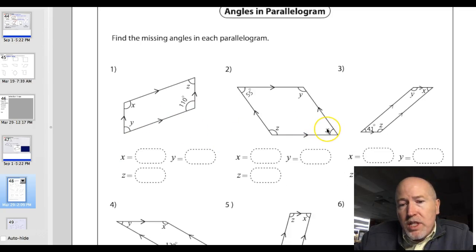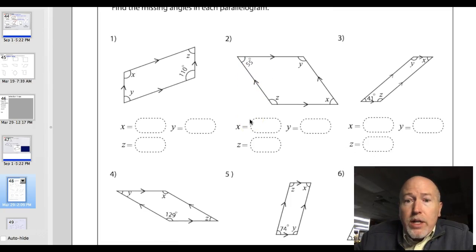How about this one? What's this angle? It's 55 degrees. How about this one? It's 125. It's 180 minus the 55. What I'm trying to say is, when you've got a parallelogram, either a square, a rectangle, or rhombus, any parallelogram, all you have to do is know that the opposite angles will be equal.